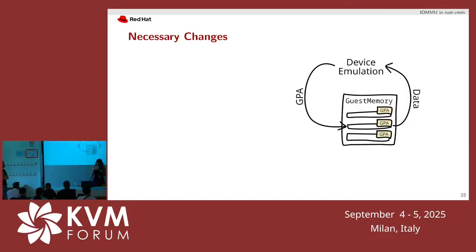How do we get this implemented? This is our current design: you have your device emulation, like virtiofs, for example, and it wants to access guest memory, so it has to have the physical address it wants to access, puts this into some guest memory object, and out comes the data.